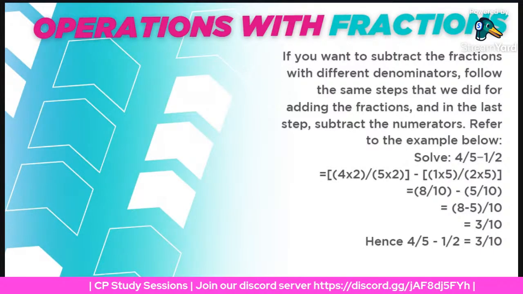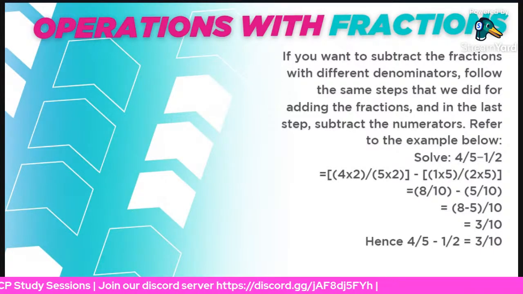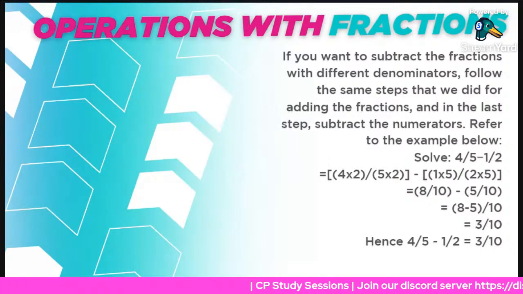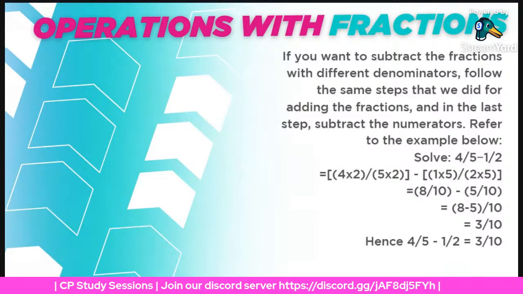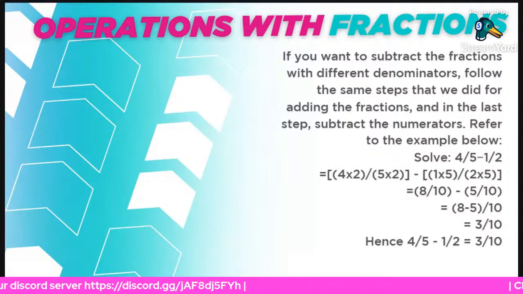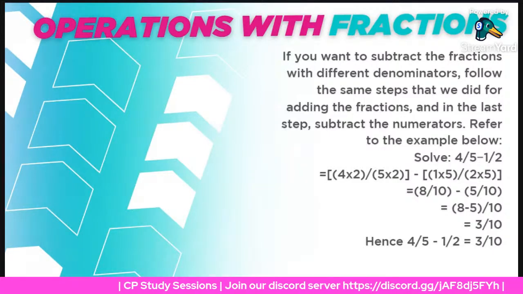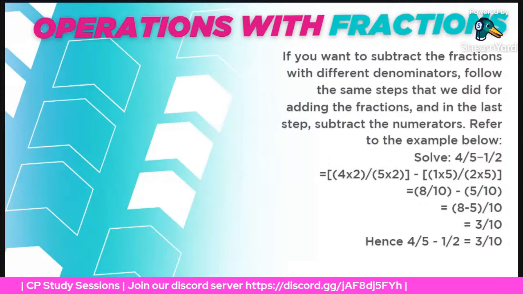So, doon naman tayo kung paano nga ba natin isusubtract kapag magkaiba naman ang denominators. So, let us follow the same steps that we did for adding the fractions. In the last step, subtract the numerators. So, ayan. Let us use the example of 4 over 5 minus 1 over 2. 4 times 2 over 5 times 2 minus 1 times 5 over 2 times 5. We will get 8 over 10 minus 5 over 10.